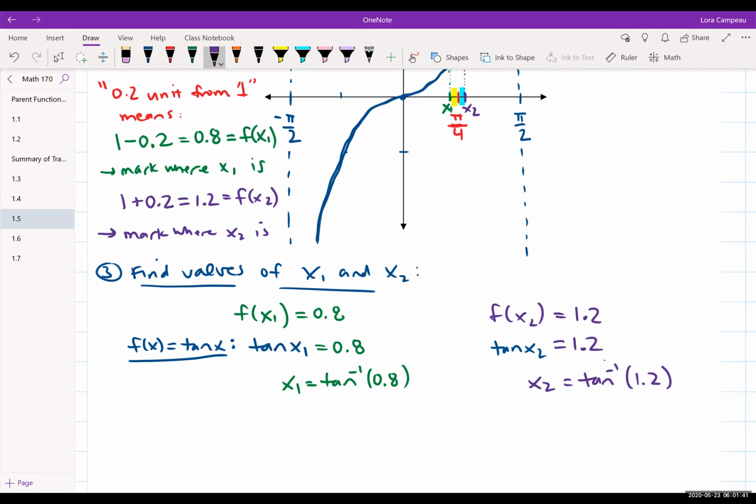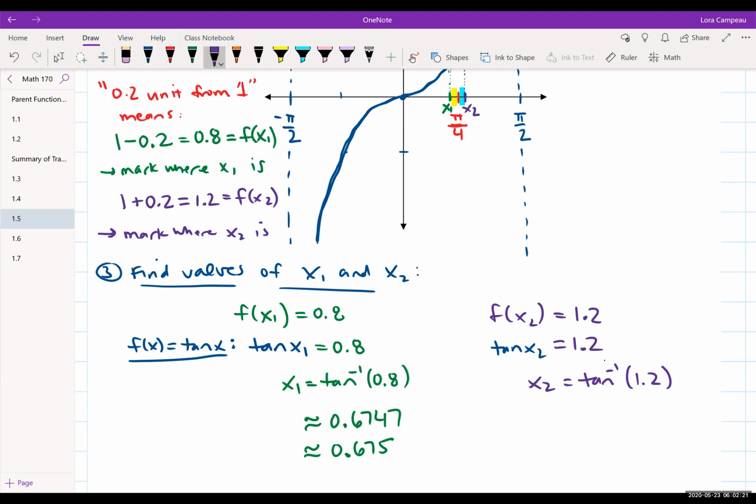And remember, we found the inverse tangent. It approximates to 0.6747. Maybe it could be helpful if you want to use 3 decimal places, 0.675. So approximation's okay. I try not to cut off too much because then I'm a little bit off if I'm trying to find distances. So 4 decimal places, 3 decimal places should be good enough.